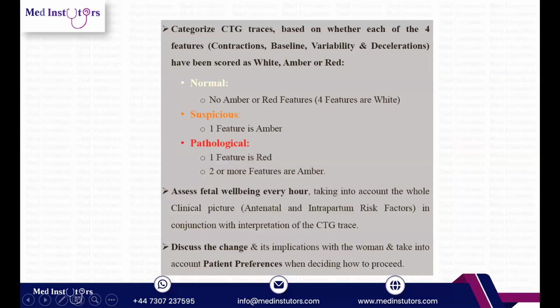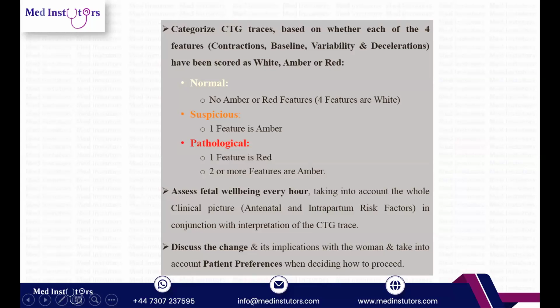And in the end, we have to categorize the CTG. How do we categorize it? We categorize the CTG as normal, suspicious, or pathological. The features that we see are white, amber, or red, and the overall assessment is normal, suspicious, or pathological. Normal means no amber or red feature, that is, all the features are white.